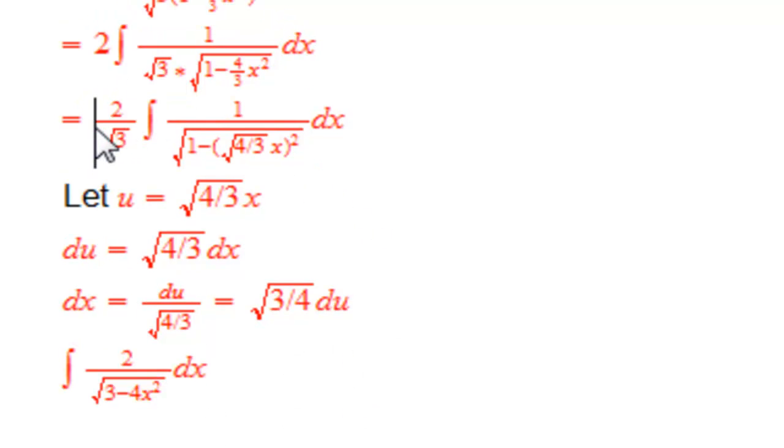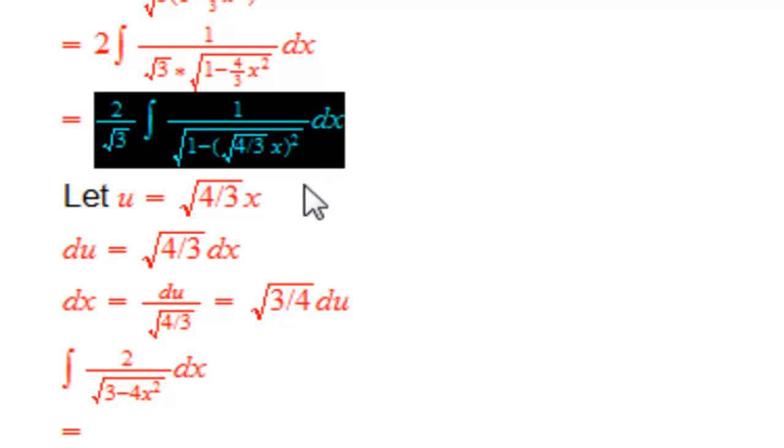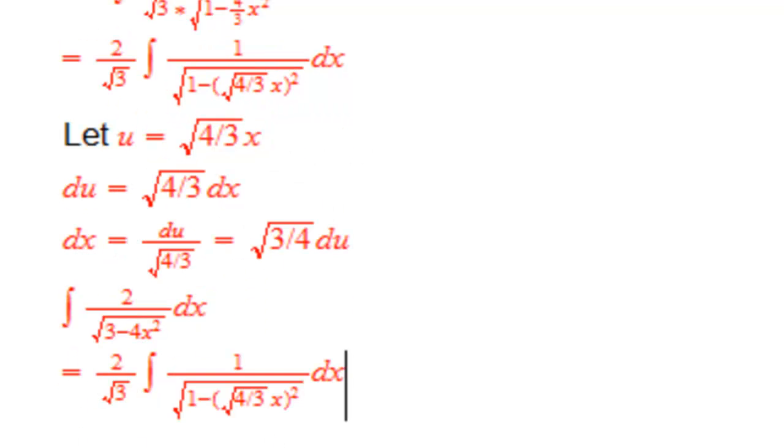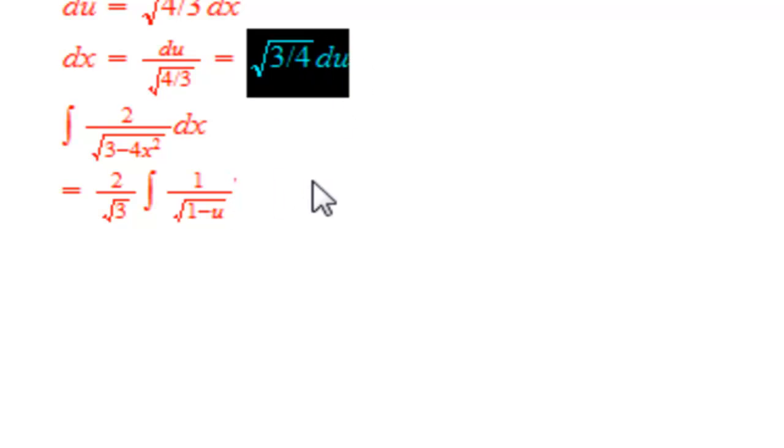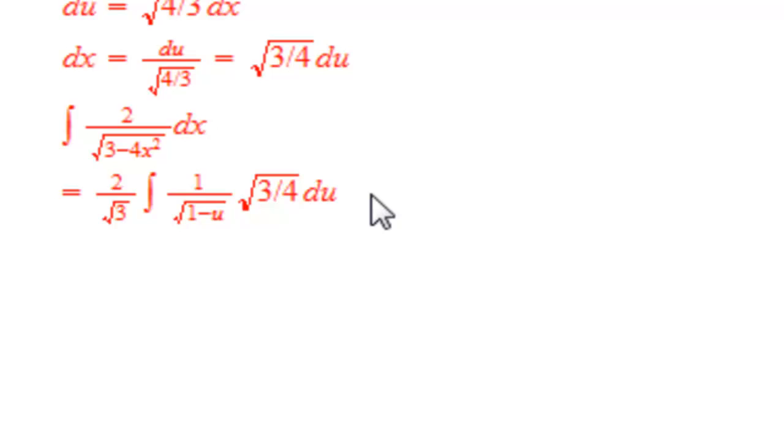So this is equal to, we've gotten it down to this point, so I'm going to copy that down here and make my adjustments. This is just u squared, so we'll replace that with u, and that's dx, so it's the square root of 3 divided by 4 du.